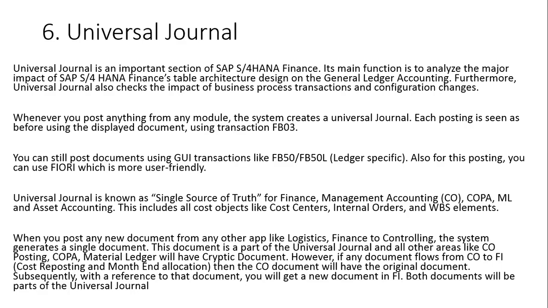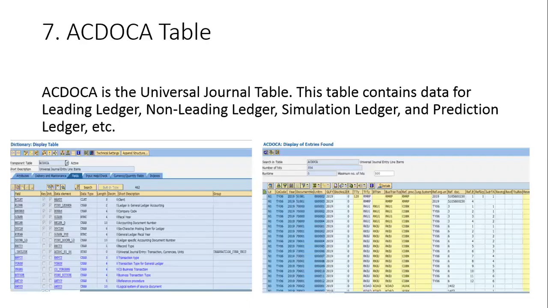The Universal Journal, like you can see, is used to analyze the major impact of the S4 HANA finance table architecture. Universal Journal is known as the single source of truth, and it can be used for different modules. This includes finance, CO, COPA, and the rest of them. So instead of having different sources of truth, in SAP S4 HANA, you just have a single source of truth for finance. Of course, you can see the difference between the tables. This is the ACDOCA table, the universal line item table.